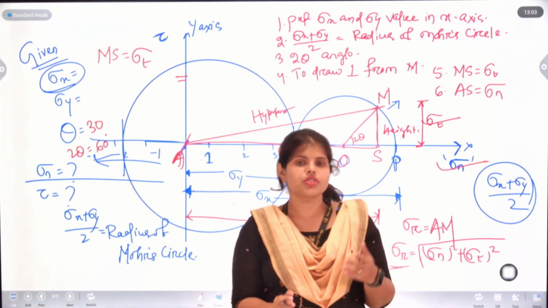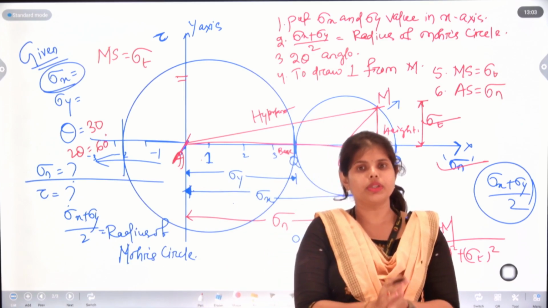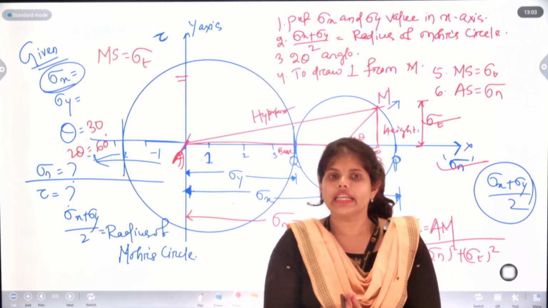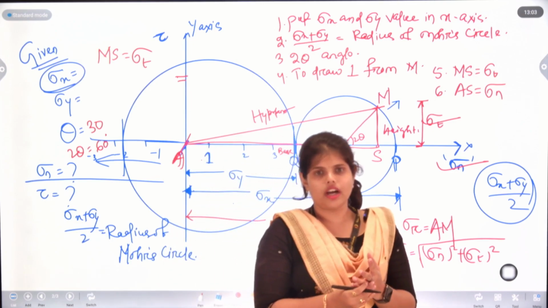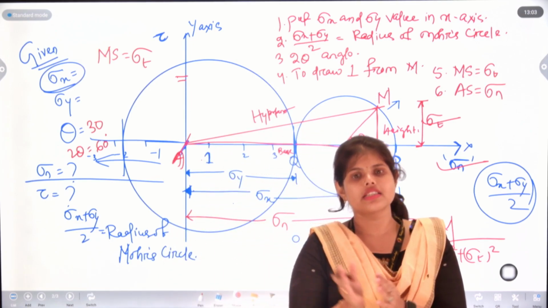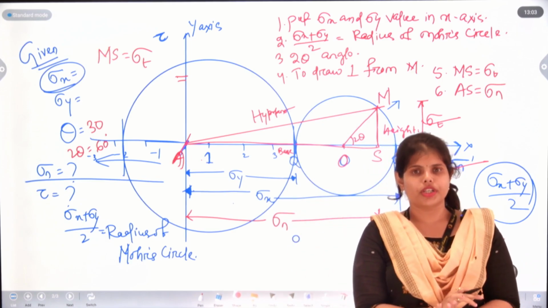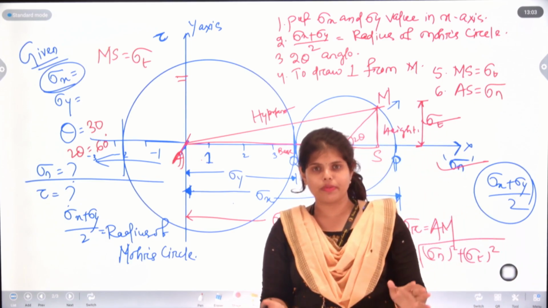So in our next class, we will do some sign conventions in case of this method, and we'll also put some numericals on the basis of the Mohr circle. So our next class is going to be very interesting.